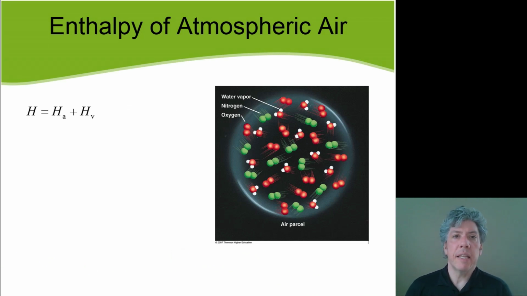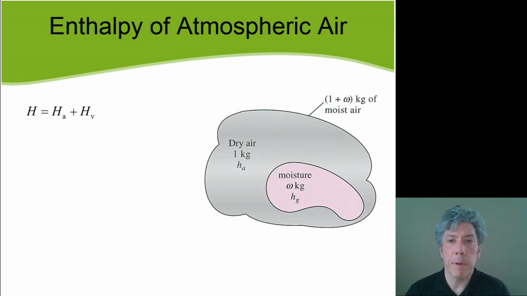Alright, so what about the enthalpy of atmospheric air? Well, the enthalpy of the air itself is going to be simply the sum of the enthalpy of the dry air plus the enthalpy of the water vapor. Now, we like to think about this air, a parcel or mass in the container, as the air by itself with the moisture by itself. Really, they're mixed together, right?